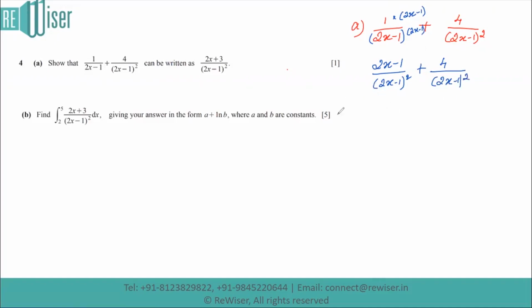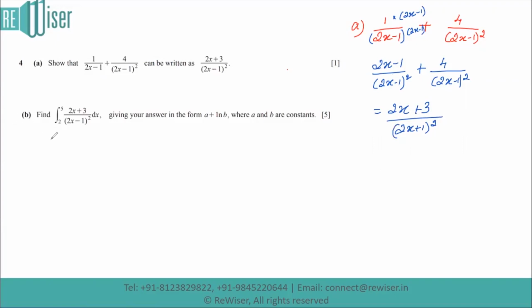Now, because the denominators are the same, I can add the numerators. In the numerator, it's going to be 2x, then minus 1 plus 4 is just plus 3, divided by (2x minus 1) squared. And now, using this is what we need to solve part B.